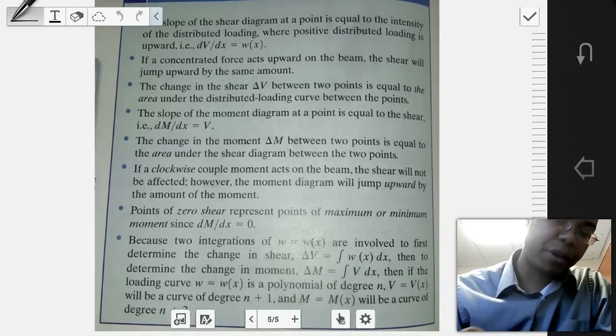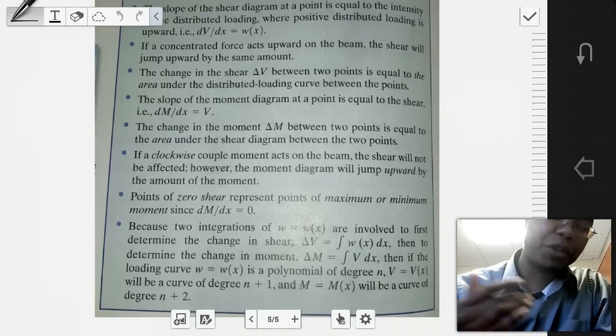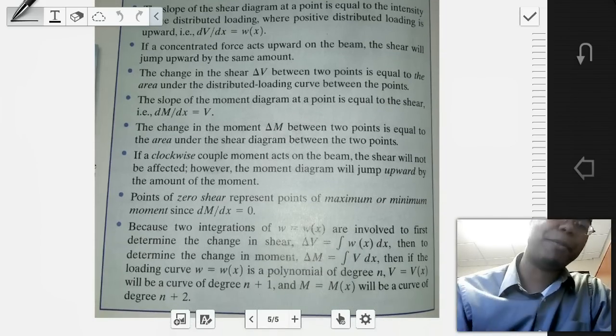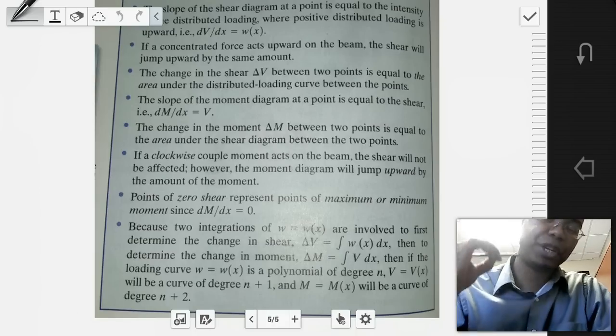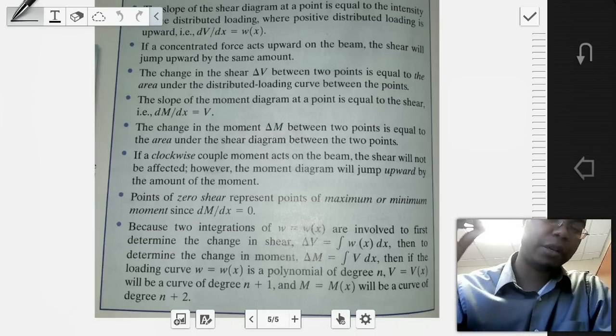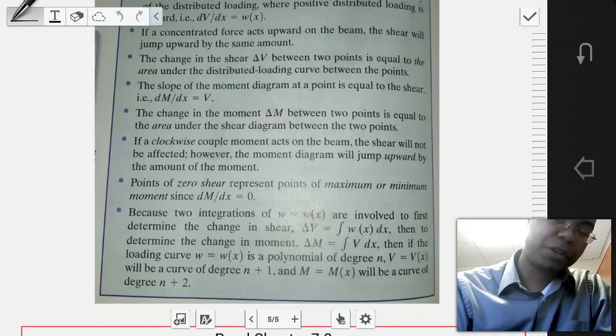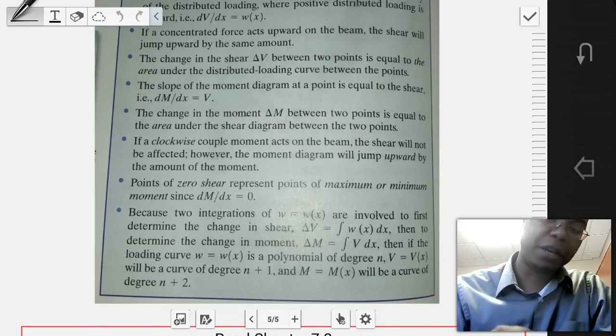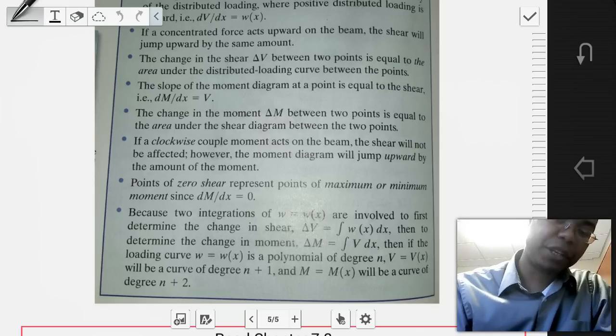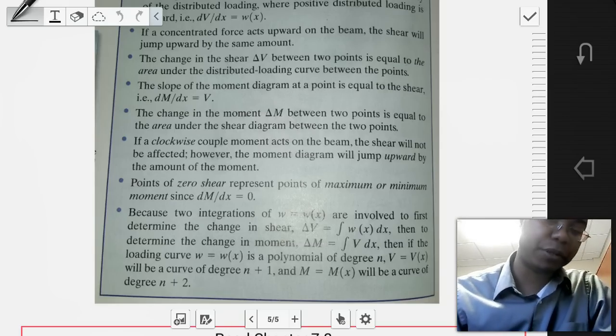If a concentrated force acts upward on the beam, then the shear force will jump upward by the same amount. So there will be an instantaneous change in our shear diagram due to that concentrated force. The change in the shear, or delta V, between 2 points is equal to the area under the distributed loading curve between those 2 points.